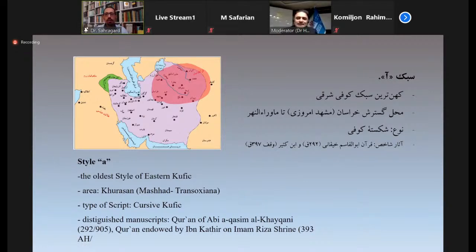The first is Kufi Sharqi. In terms of geography, the oldest document found is the Abul Qasim Quran. Why did I attribute it to Mashhad? Because Khalgan is a village near Mashhad, which is inside Mashhad. And it's very close to my own house today. You know, he wasn't the writer, but he was the editor of this.